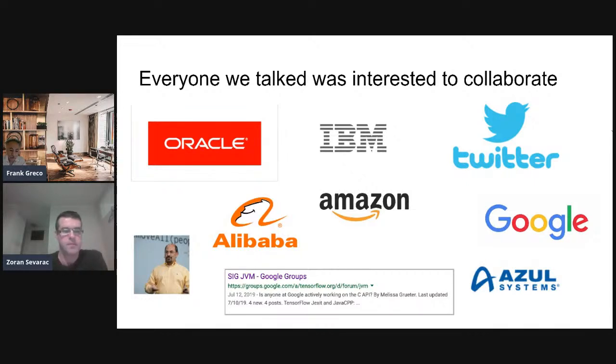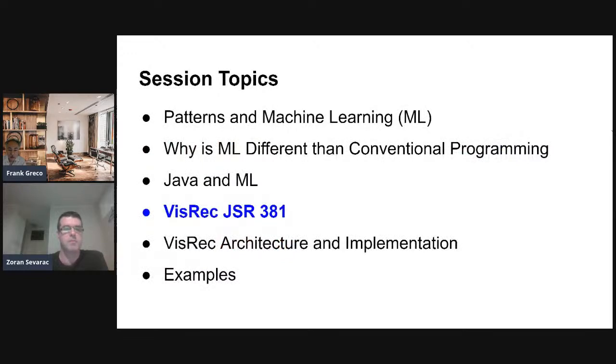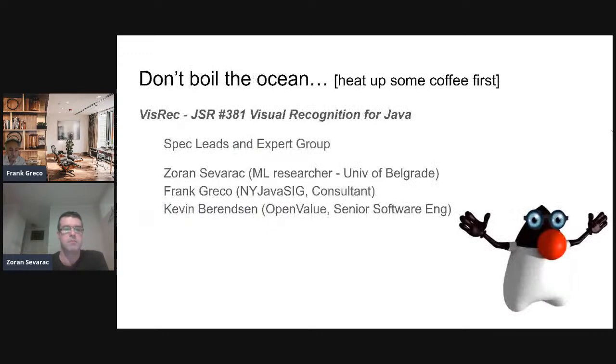Next slide, please. So now let's specifically talk about JSR 381. We started a couple of years ago. It was Zoran and I, and we started with JSR 381, as we affectionately call it, VisRec. We were joined by Kevin Berendsen from Open Value, who really helped with some of our coding. We started off with the submission to the JCP for visual recognition for Java.